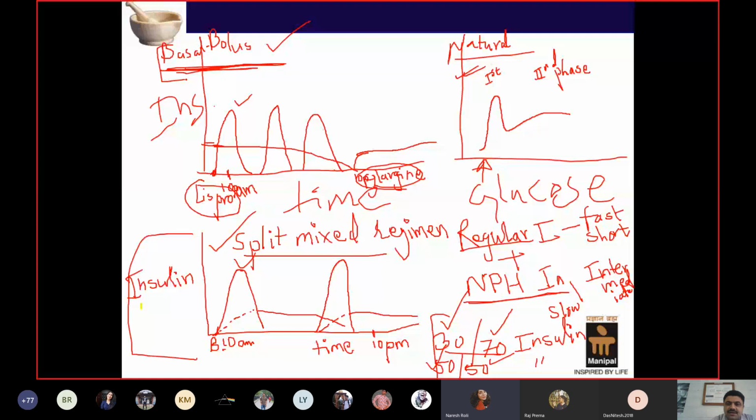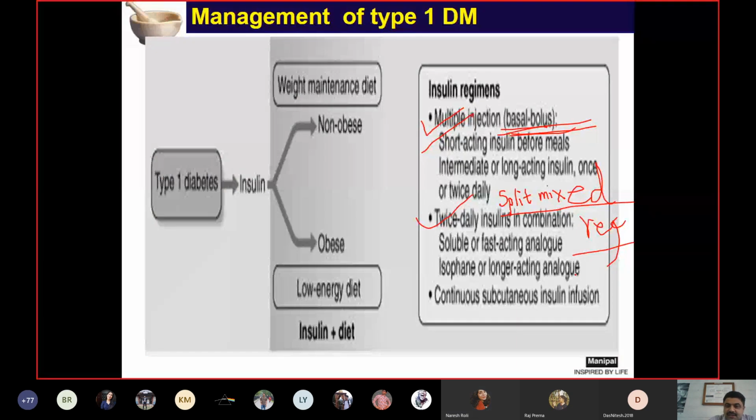Now in this split mixed regimen, twice daily insulin in combination is given. Soluble, that means regular insulin, or fast acting analog, is given along with isophane or longer acting analog. And in the multi injection or basal bolus regimen, the short acting insulin is given before meals. Long acting insulin is given separately once or twice daily. Generally we prefer once daily, and we prefer glargine, which will take care of 24 hours, and then just short acting insulin before the meal. In the other way, we can mix the fast acting and intermediate acting insulin in the same vial or syringe and give it twice a day.